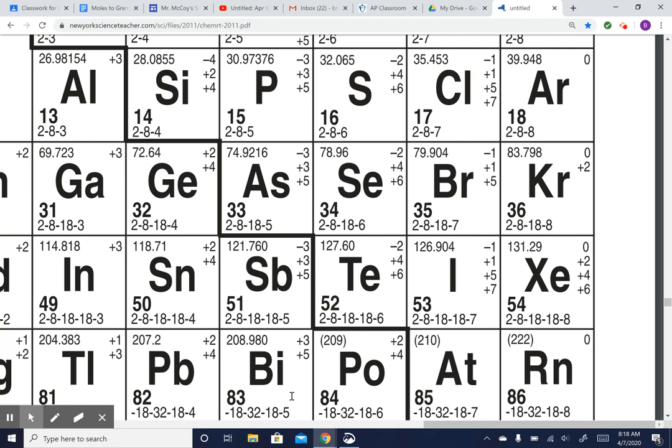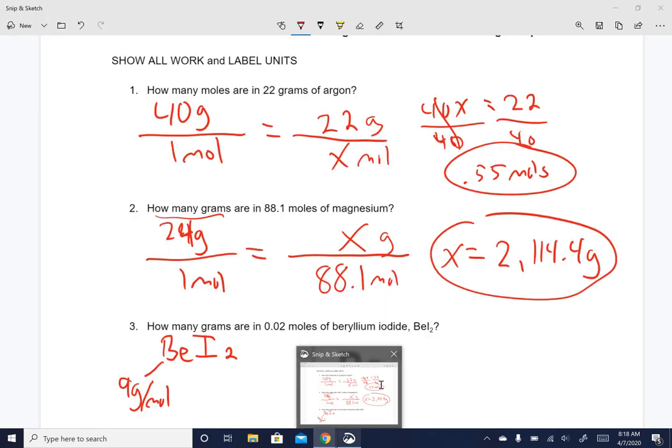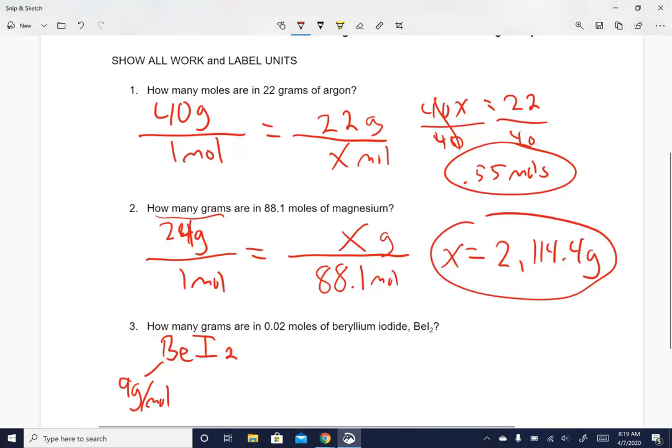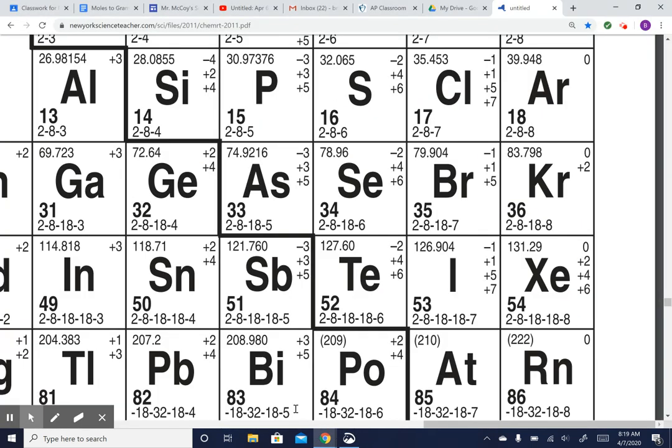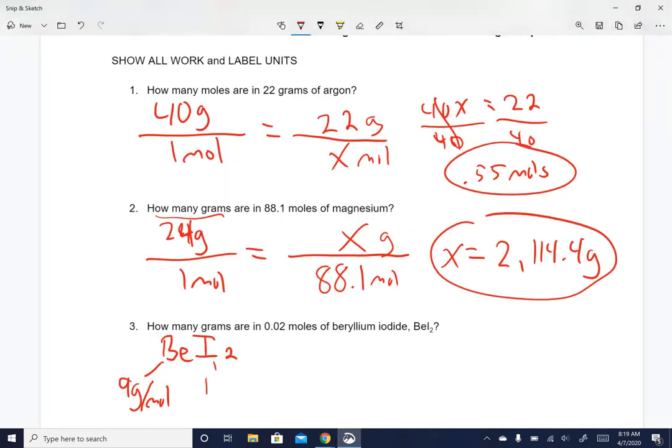On the Regents, you can also round to whole numbers, but that's not really relevant right now. So back to this. What did we just say? 127. All right. So we have 2 I's, 127 and 127 grams per mole. So what we do is we add all 3 numbers up. So 127 plus 127 plus 9 gives us the gram formula mass of BeI2, sometimes called the molar mass. And what does that tell us? How many grams of this compound are in 1 mole? Once we know that proportion, the other side is where we're going to solve.